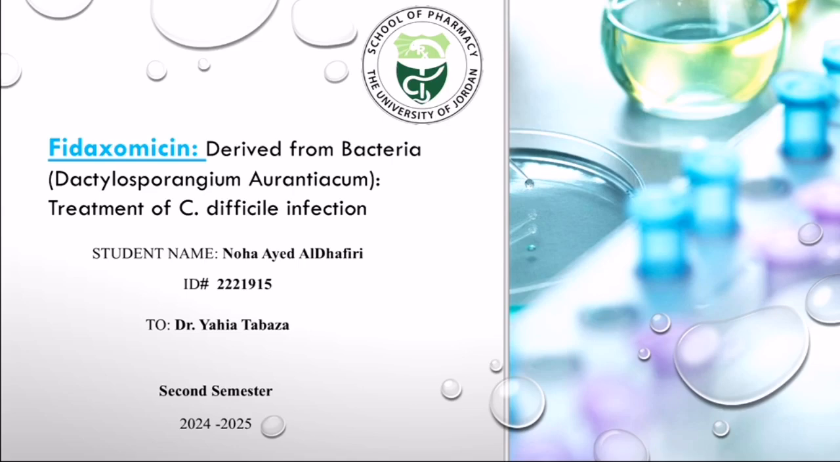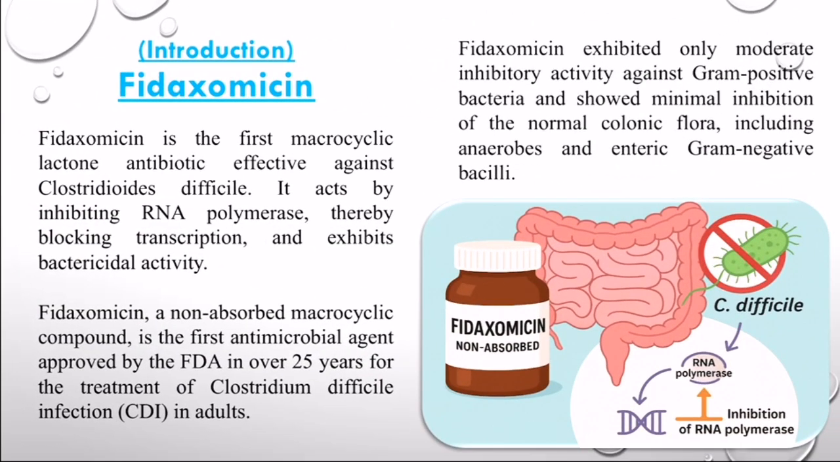I want to talk about the antibiotic Fidaxomicin. Fidaxomicin is derived from the bacterium Dactylosporangium aurantiacum. It is used in the treatment of C. difficile infection. It is the first macrocyclic lactone antibiotic effective against Clostridium difficile. It acts by inhibiting RNA polymerase, thereby blocking transcription, and exhibits bactericidal activity.